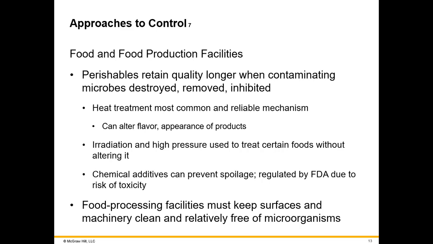So heat treatment, whenever possible, is the most common and reliable method used. And I emphasize here, when possible. Again, because we want to avoid changing the color or the texture or the taste of the food, right? If heat is not possible, then other conditions might be considered. For example, irradiation and high pressure could be used. We can use chemical additives. Again, the preservatives that we mentioned earlier.